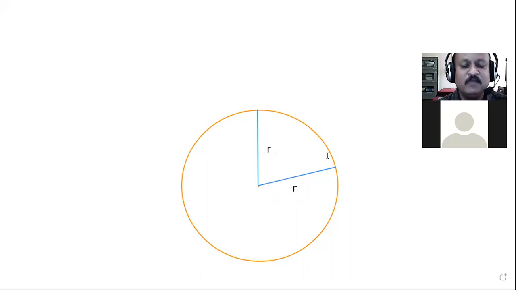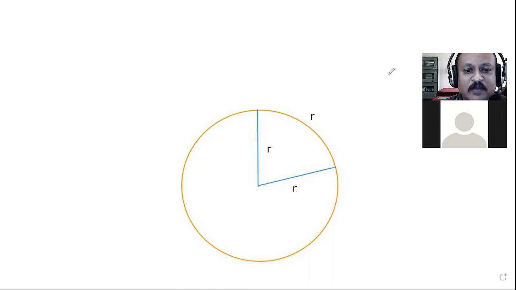Okay, and then what I'm trying to say is the length of this arc should also be equal to R. Is it right? So the length of this arc is equal to the radius of the circle. Now this particular arc is creating an angle here at the center.